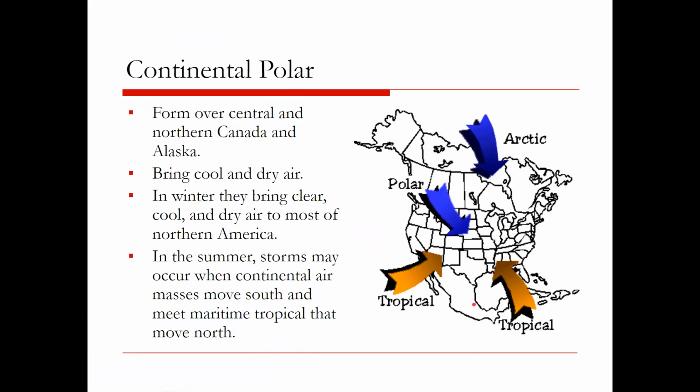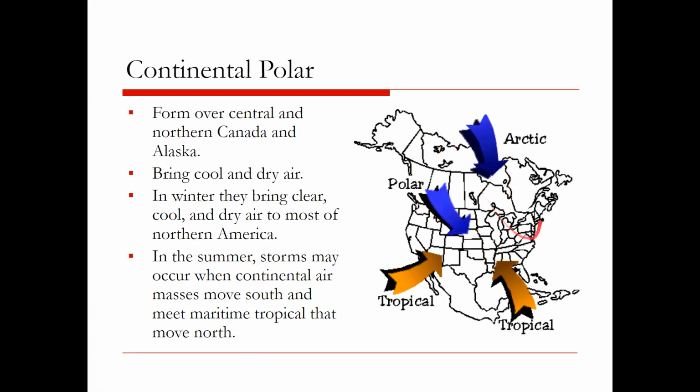In the summer, storms may occur when continental air masses move south and they meet the maritime tropical air masses that move north. So I don't know if you know too much about this area, but Oklahoma, Kansas, this area in here, this is Tornado Alley. This is what they're talking about.